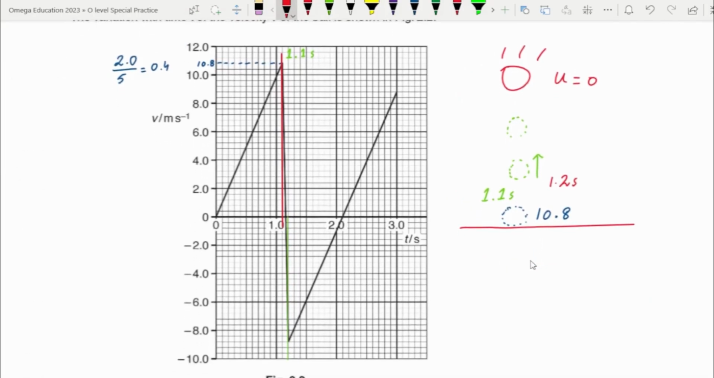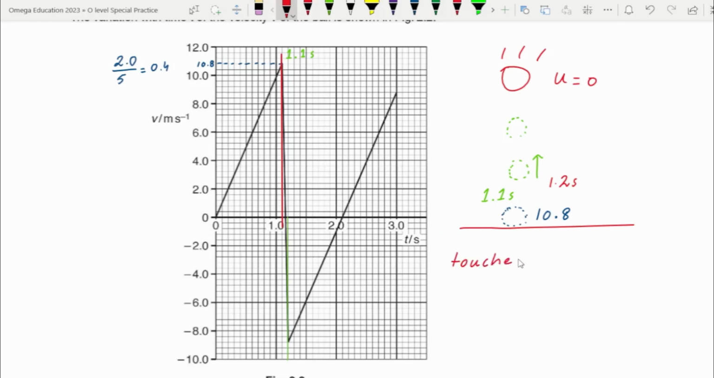Now the most important question is, if the ball touches the ground at 1.1 seconds, let me write it down here as well. The ball touches the ground at 1.1 seconds, and the ball rebounds or starts to move up at 1.2 seconds. Then the question is, why is there a time delay here? We have a delay of 0.1 second.